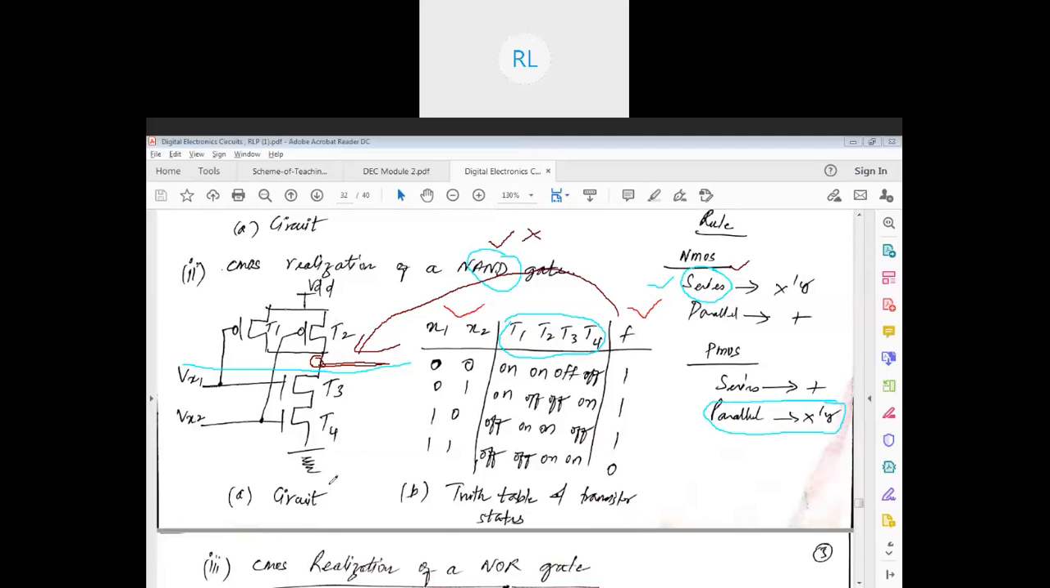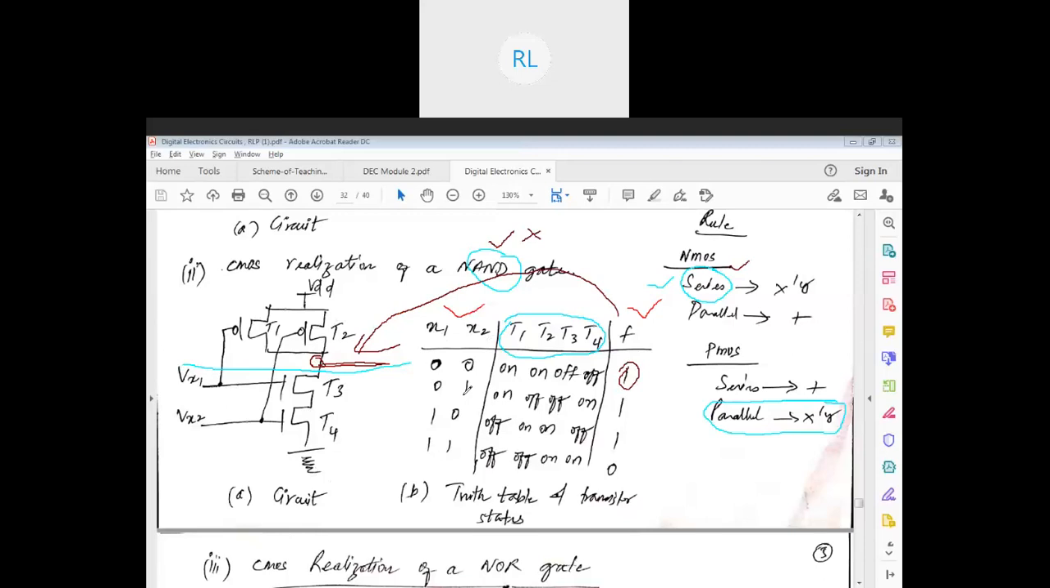So this is how our general structure is, and we use the general structure for the implementation of our CMOS circuits. I hope this concept is clear. Are we clear till here, students? The NMOS and PMOS, how we are keeping them in series and parallel? Yes, Surya, thank you.